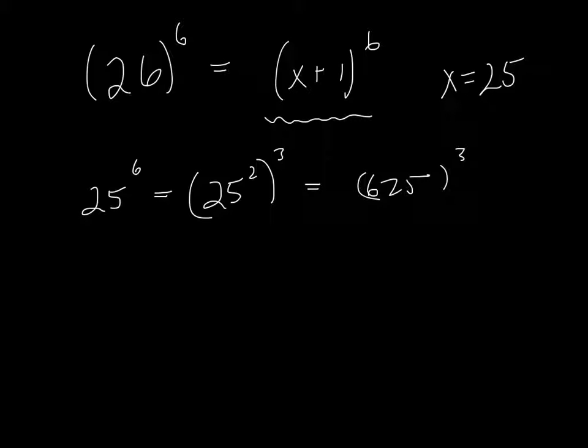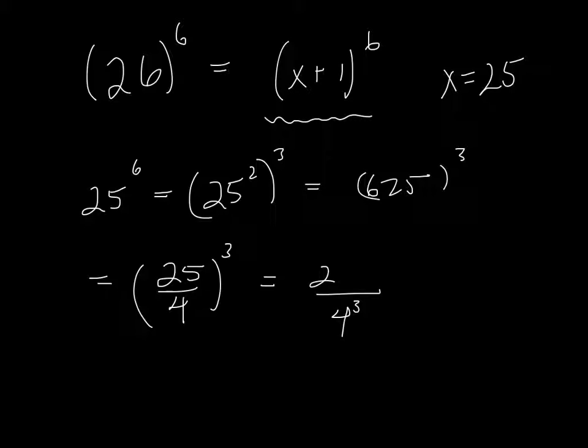Okay. So this thing right here is 25 over 4 to the 3rd, which is, what's 4 to the 3rd? 4 to the 3rd is 64. Do I agree with you? Yes. Okay. So 625 times 25 over 64.